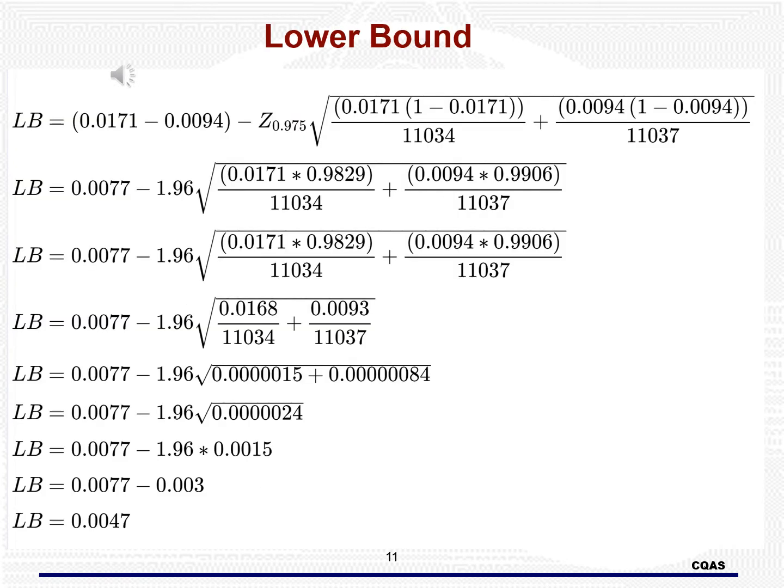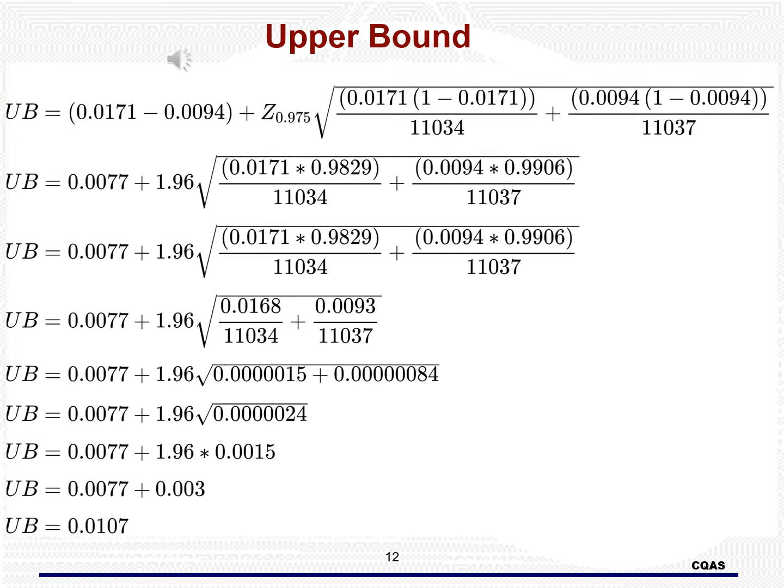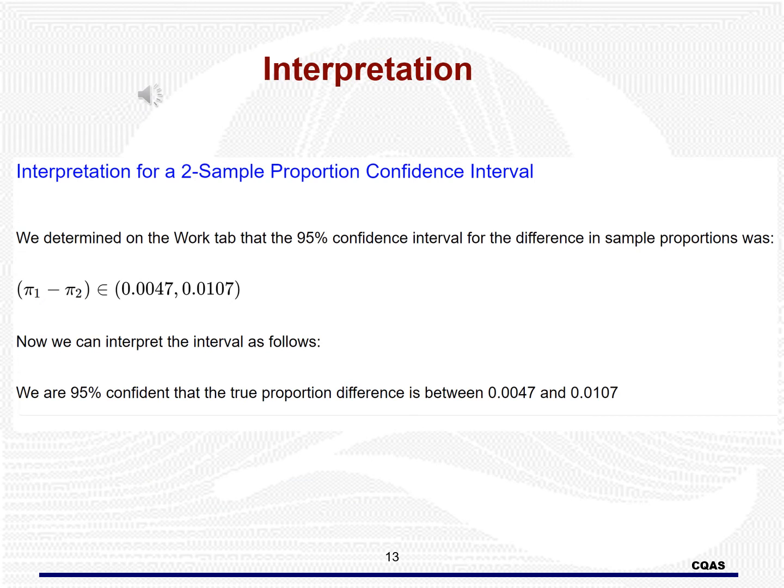The lower bound calculation is given in the slide. The lower bound is 0.0047. The upper bound calculation is given in the slide. The upper bound is 0.0107. Now let's look at the interpretation. The interpretation is as follows. We are 95% confident that the true difference in proportions is between 0.0047 and 0.0107.